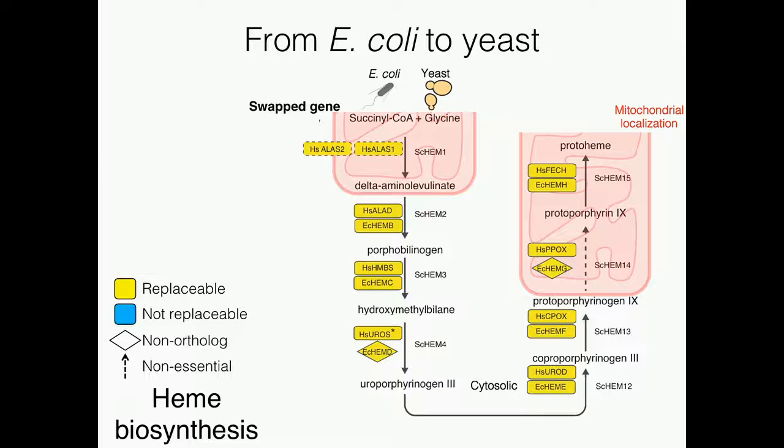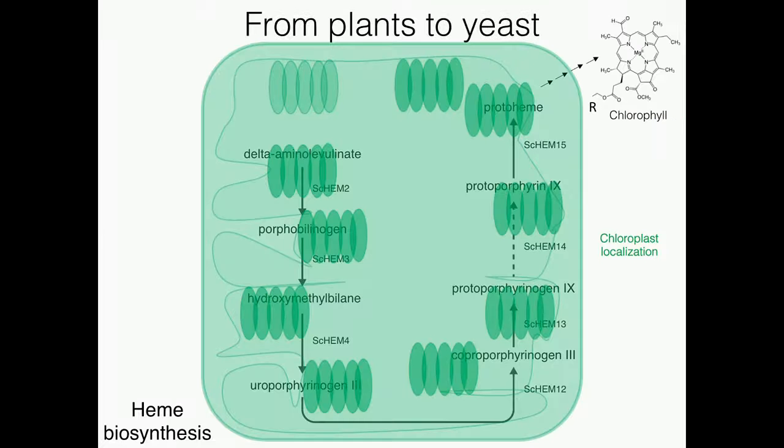And in E. coli, we had two genes which are indicated as diamonds, which are not clear orthologs. We don't have any information on whether they are orthologs or not, so we call them non-orthologous, and even they replaced. So E. coli genes also replace, irrespective of the localization, right?